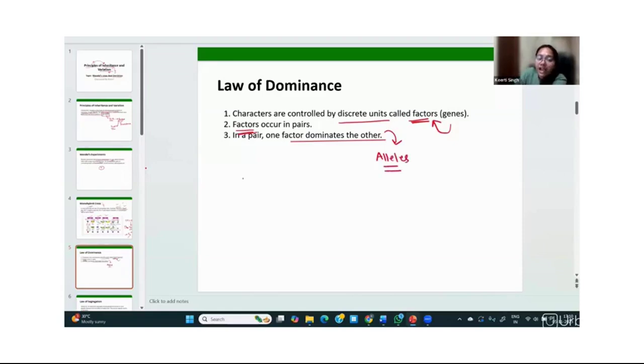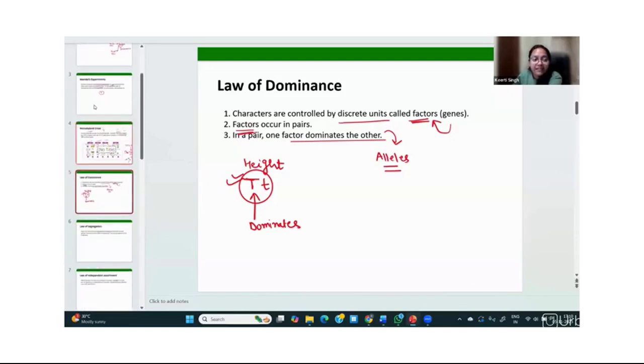So if we are taking into account the height of the plant, and we are symbolizing it with letter T, so for height, this gene has two allelic forms, T and t. And this capital T dominates the small t. It means whenever this capital T is present, the small t will not be able to express itself, right? Okay.